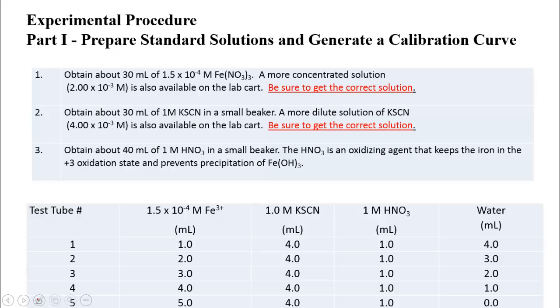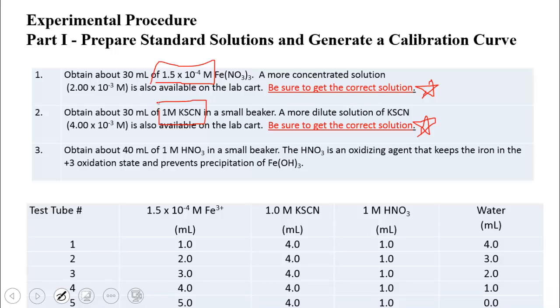One big thing about this lab is that the calibration curve concentrations for the ions are different than when we determine the equilibrium concentrations for our complex. So you need to make sure that you are getting the correct concentrations of solutions from the cart. If there are no more bottles of that solution on the cart, obviously you're going to have to walk around the room and see who has that bottle.